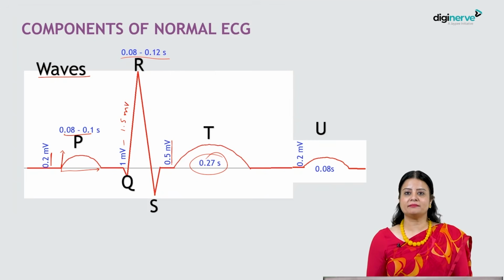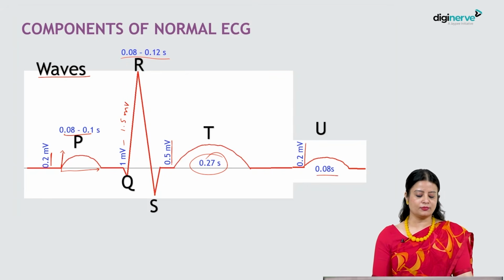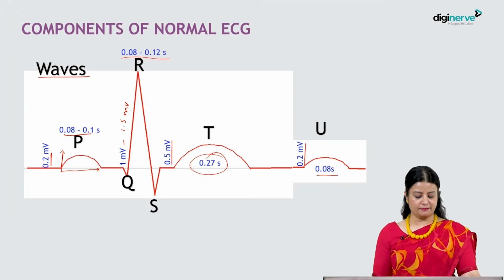The duration and the magnitude of the U wave is 0.2 millivolts, same as the P wave, with a duration of 0.08 seconds, same as the P wave.